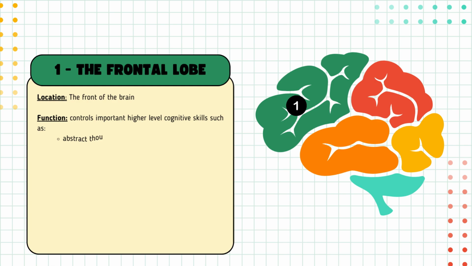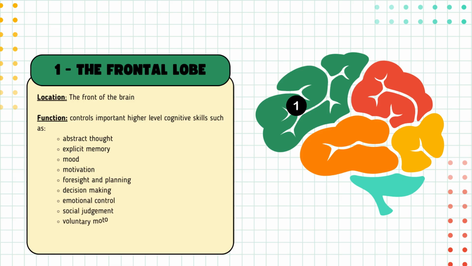First is the frontal lobe. The frontal lobe is located in the front of the brain. If you look to the right at the image, I have it labeled for you. The function of the frontal lobe is it controls important higher level cognitive skills, such as abstract thought, explicit memory, mood, motivation, foresight and planning, decision making, emotional control, social judgment, voluntary motor control, and speech production.